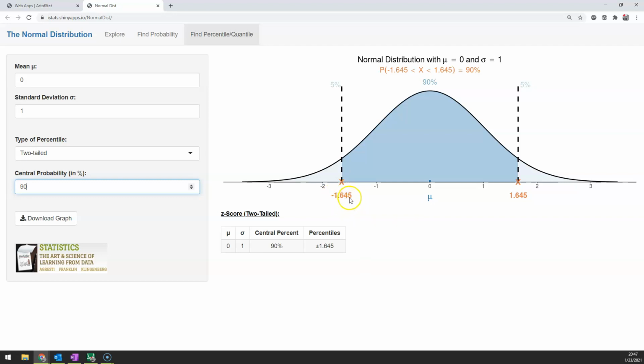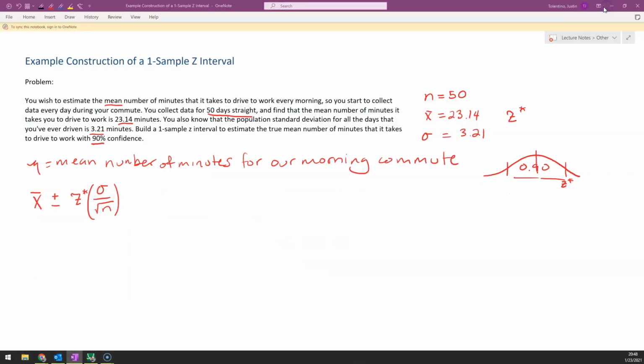And here is where it gives us our critical values. So we can see 1.645 and negative 1.645, and we'll just take the positive version of this. So that gives us a z star of 1.645, and negative 1.645 will capture 90%. So that's what we'll use as our critical value. So this gives us everything we need. We can now perform our calculations.